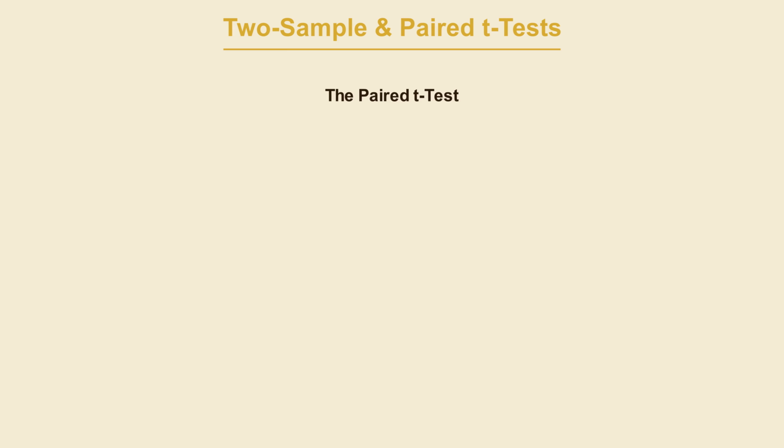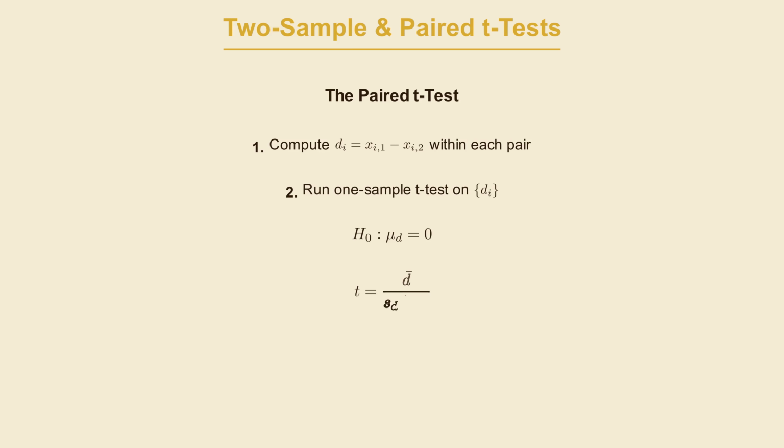The paired t-test removes that noise directly. Instead of analyzing two separate groups, you compute the difference within each pair. Each matched pair produces one number, the change for that specific unit. Then you run a one-sample t-test on those differences, testing whether the mean difference is significantly different from 0.